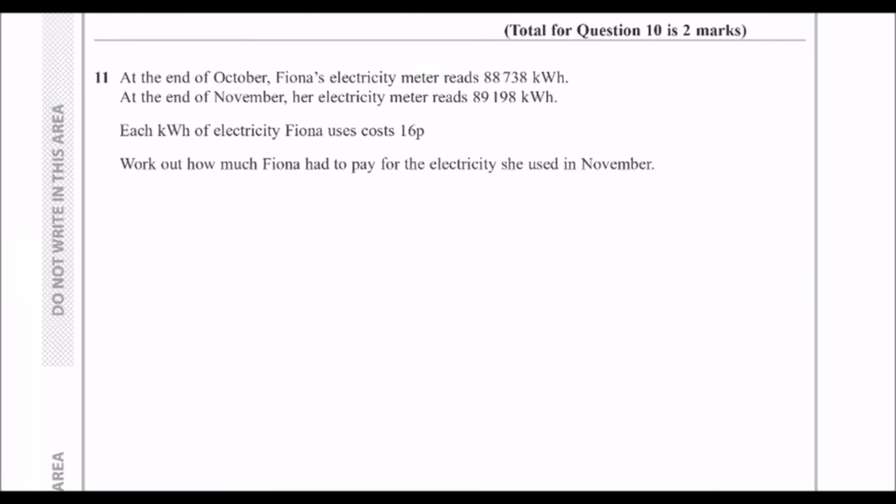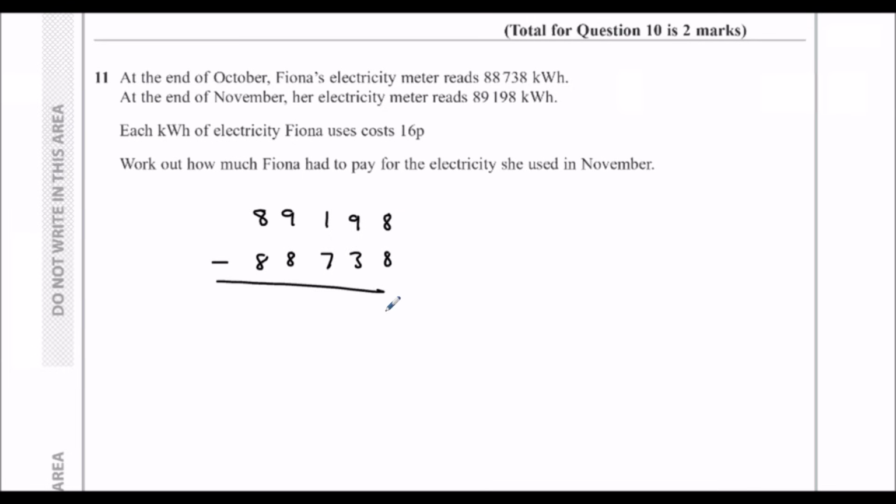Question 11. At the end of October, Fiona's electricity meter reads 88,738 kilowatt hours. At the end of November, her electricity meter reads 89,198 kilowatt hours. Each kilowatt hour costs 16p. Work out how much Fiona has to pay for the electricity she used in November. She has to pay for the difference between these two, by how much it's gone up in November. So let's work out the difference between these two numbers. We'll take them away: the November one take away the October one.